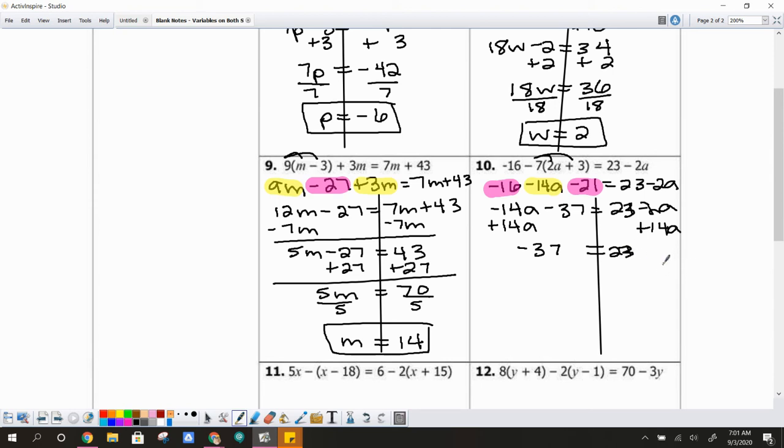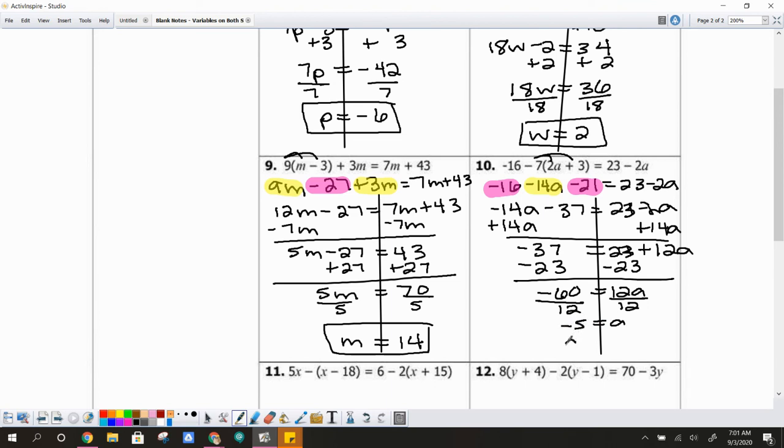Okay, so 23 and then plus 12a. And now I can go ahead and get rid of my 23 here. And a negative 37 minus 23 is a negative 60 equals 12a. Divide by 12. Divide by 12. I get a, and then I get a negative 5. But when I rewrite it, I get a equals a negative 5.